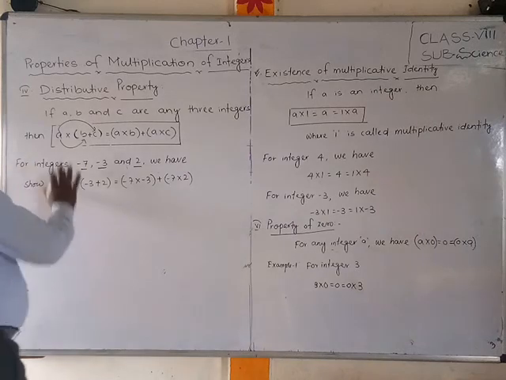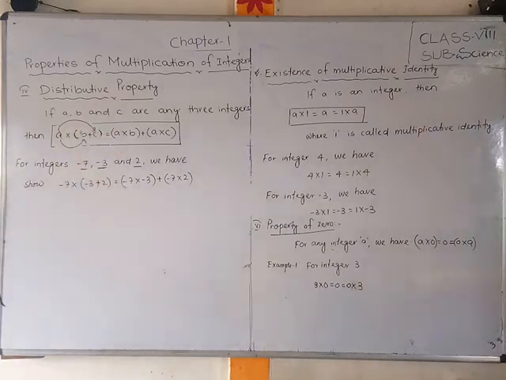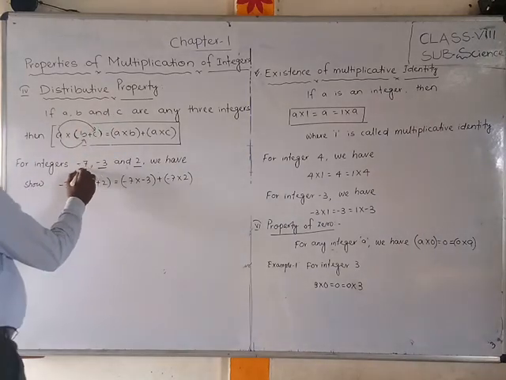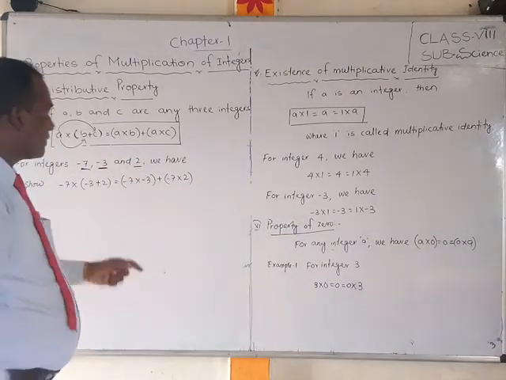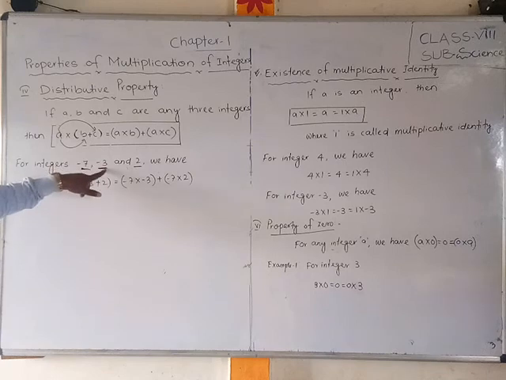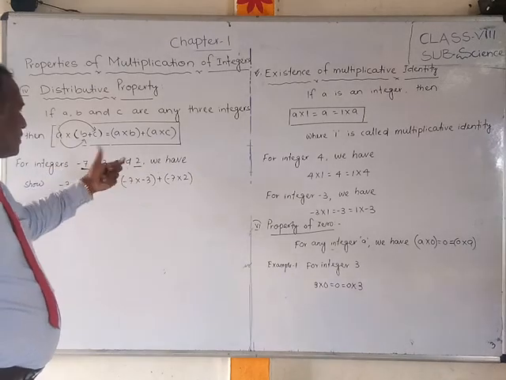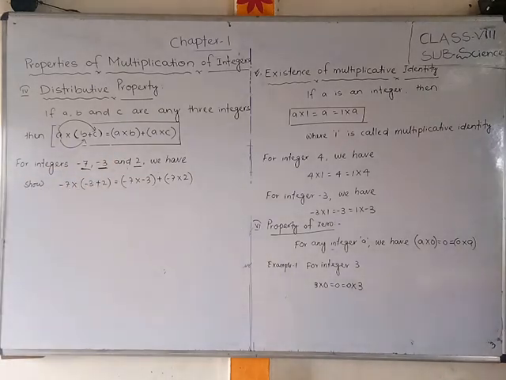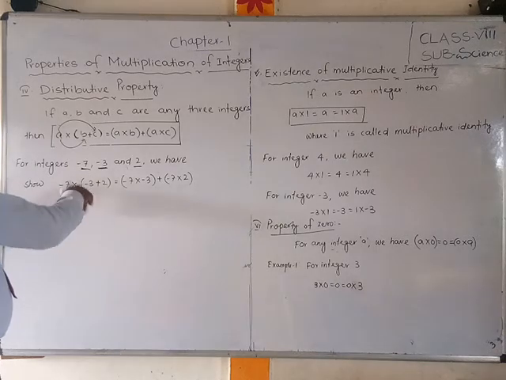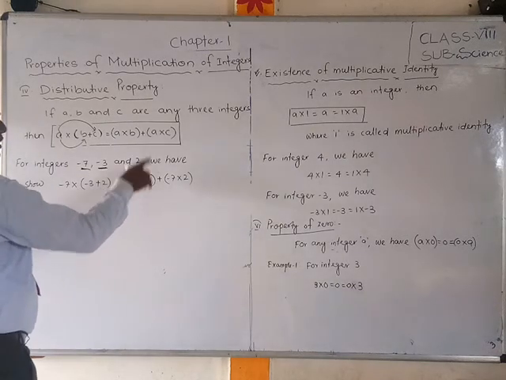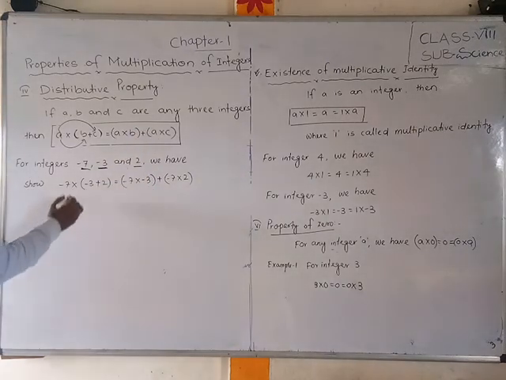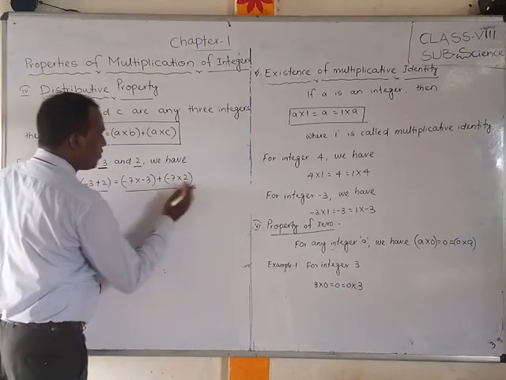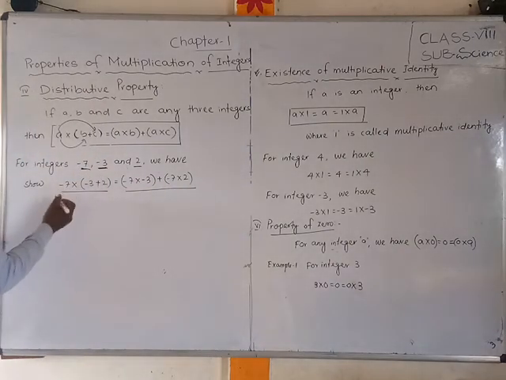So for example, we can check whether the values on both sides are the same or not. For the integers -7, -3 and 2, these are the three integers we have taken. Now -7 into (-3 plus 2) is equal to -7 into -3 plus -7 into 2, according to this law we have written. Next we will compare this side value and this side value. This is called LHS.